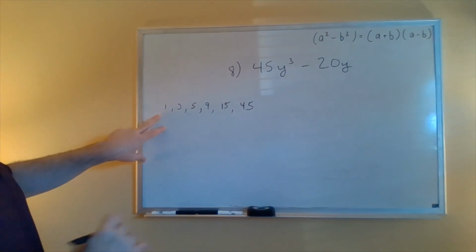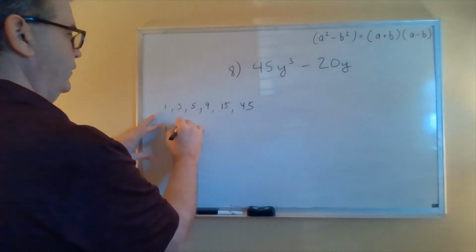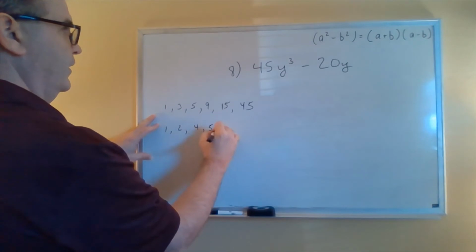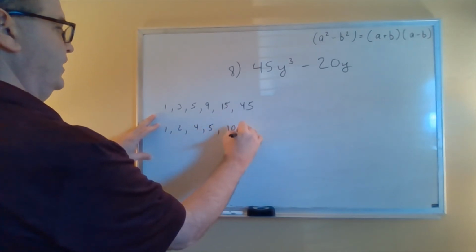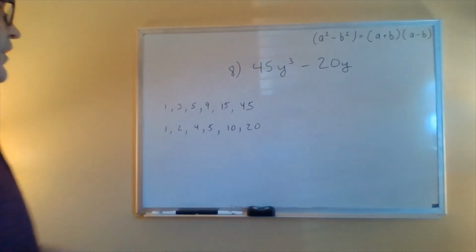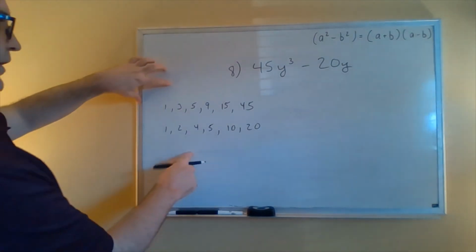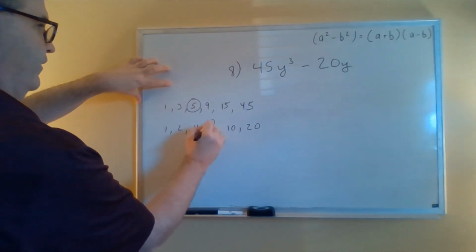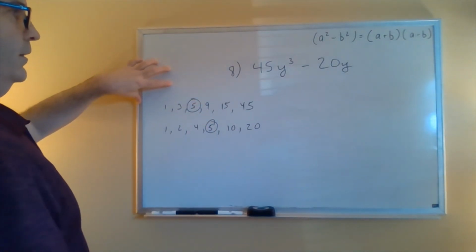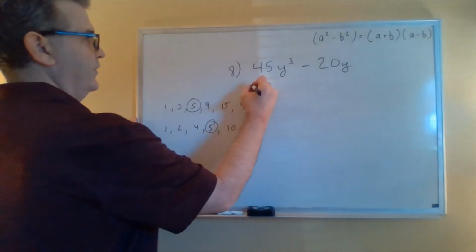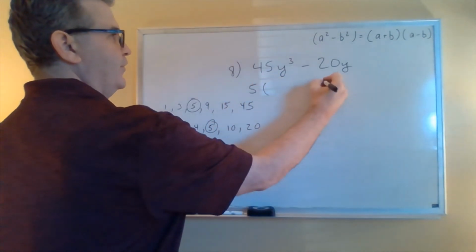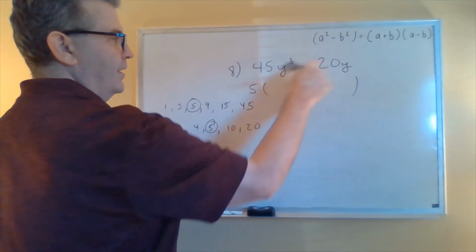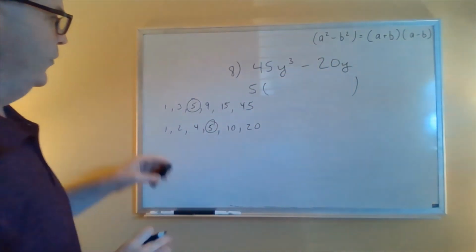Okay. How about on 20? We have 1, 2, 4, 5, 10, and 20. Okay, so what's our greatest common factor on our list here? It looks like we're going to have 5 and 5. So we're going to pull our 5 out. But how do we treat these odd exponent variables?